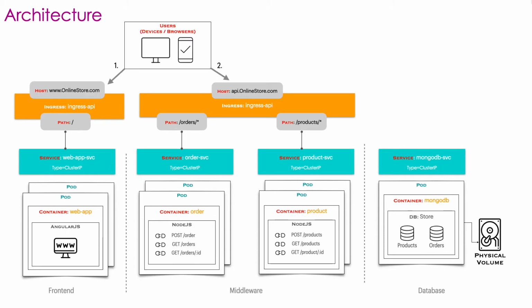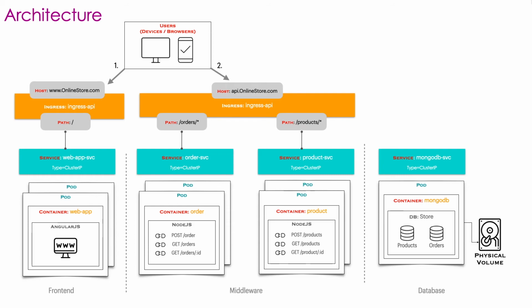From an end user standpoint, they first access the web application. Since it's a client side application, when it starts running in the browser, it needs to call the APIs to pull the data from the backend services. That's when they call api.onlinestore.com.